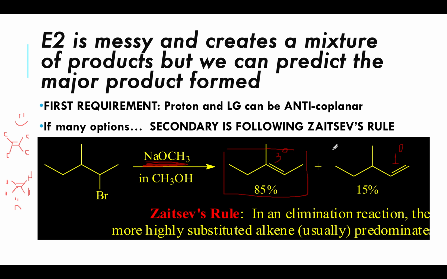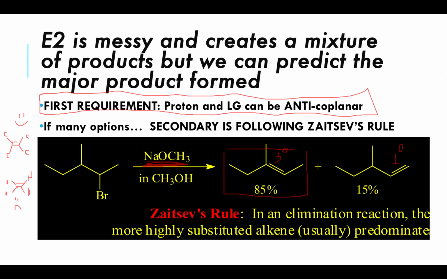Now, Zaitsev's rule is very important, but remember, the first requirement to predict the major product for an E2 reaction is the product that comes from having your leaving group and your proton in the anti-coplanar or the anti-periplanar position. Again, you'll have to do your Newman projections, put your leaving group and whatever proton you can in an anti-position to each other. Then, only then can they eliminate.